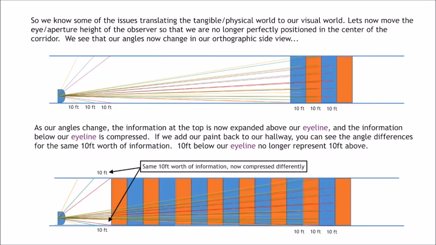So as our angles change, the information at the top is now expanded above our eyeline, and the information below our eyeline is compressed. If we add our paint back to our hallway, you can see the angle differences for the same 10 feet worth of information. 10 feet below our eyeline no longer represents the 10 feet above. They are no longer equal to each other. They are differentially compressed. The angles are different. The size is then viewed differently, as we'll see.